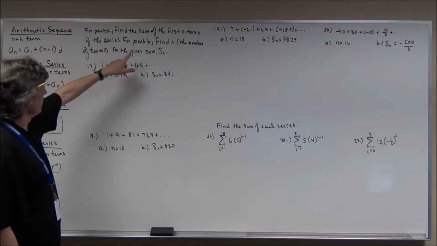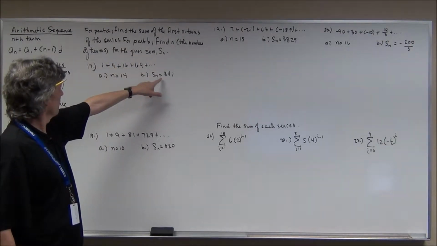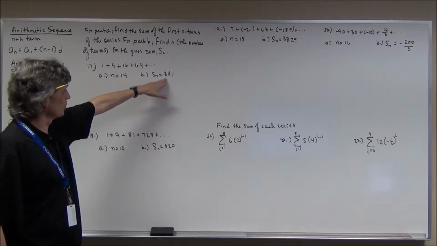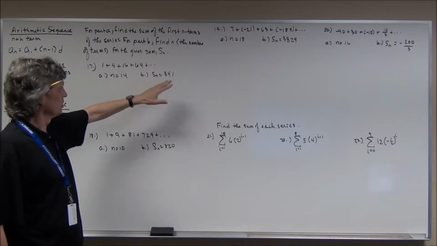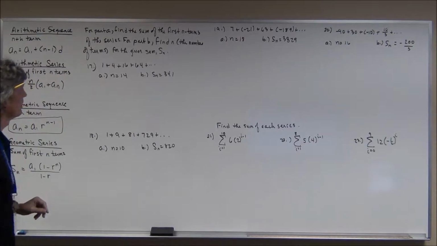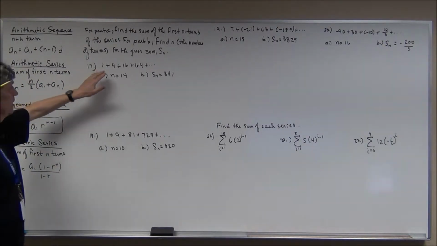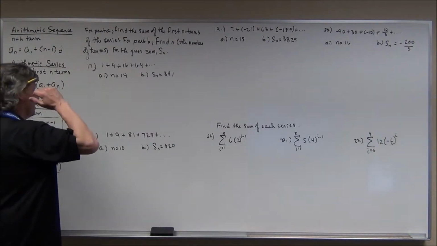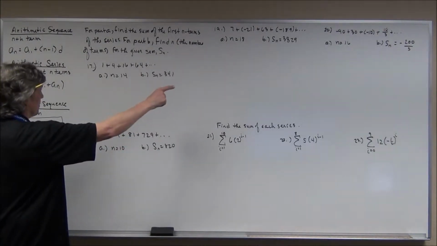Then for part B, we're going to find out how many terms we would have to add up, the first n terms, to get a total or a sum of 341. So we're going to kind of dance about it and solve for n. So first things first, I see that I have a geometric ratio. Now I don't have to do a lot of deep analysis to determine that this is geometric.